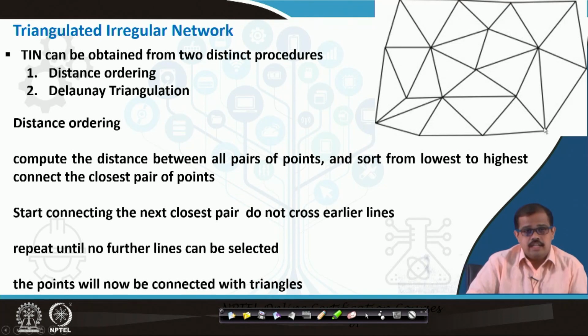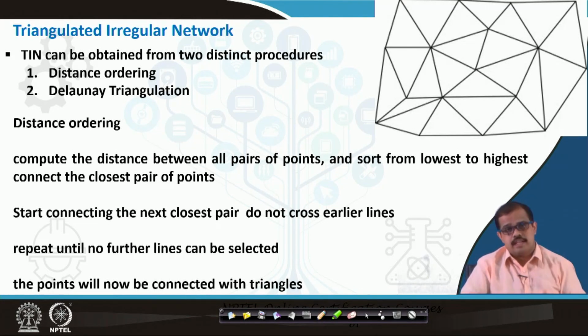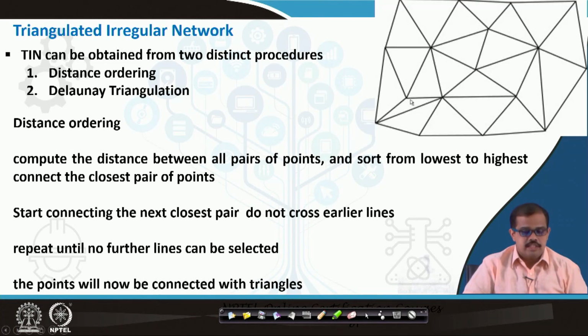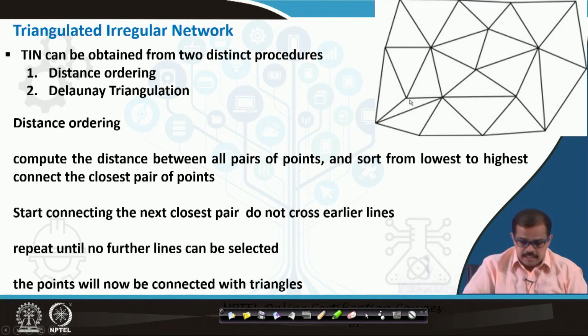So, the first thing that I will do is calculate all the distances between these points 1, 2, 3, 4, 5, 6, 7. First I will find out the distance between these points and then sort it from the lowest to the highest. Let us say the distance between these 2 points is the lowest. So, I will start connecting the closest pair of points. First I will connect this. This is assumed to be the second lowest, and once we have done this, then we will connect these two different nodes.